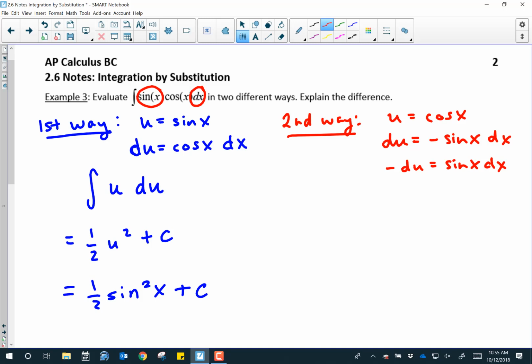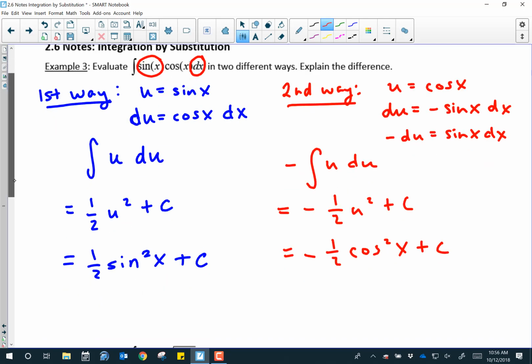So let me see if y'all are okay with this. This is going to be a negative integral of u du. Is that okay? So sine x dx, what I've circled, that whole thing gets replaced with negative du. Cosine x gets replaced with u. And then I pull the negative out. Everybody good with that? Okay. Then integrating, we get that same thing, but this time it's going to be negative 1/2 u squared plus c, which is negative 1/2 cosine squared x plus c.